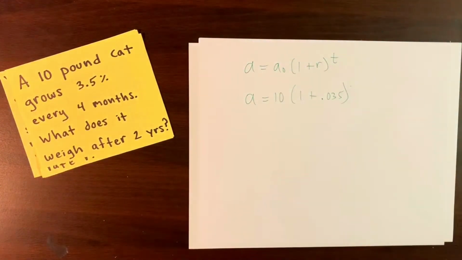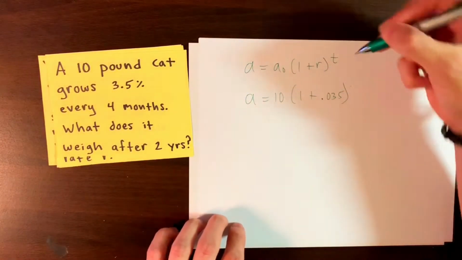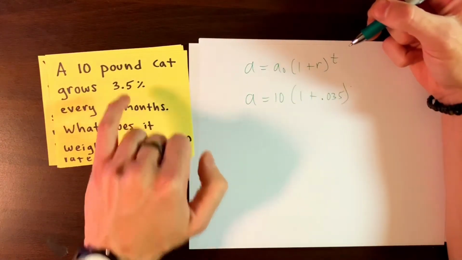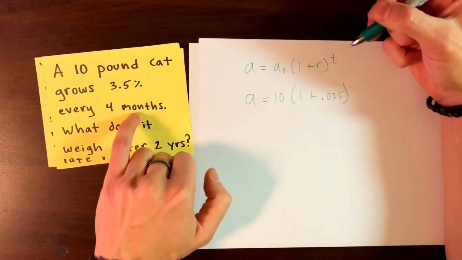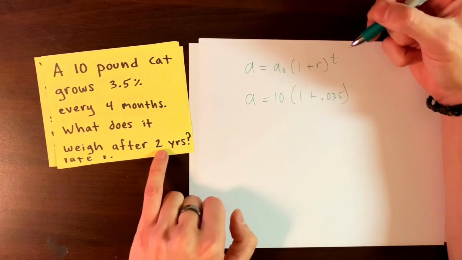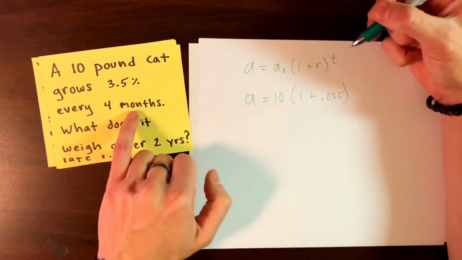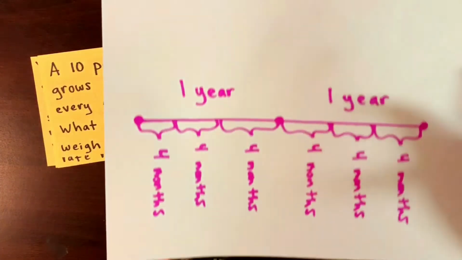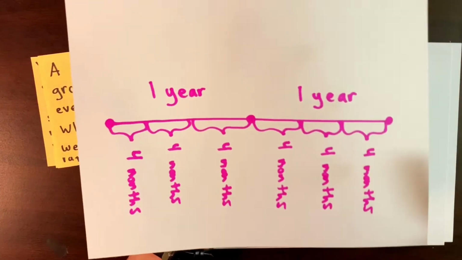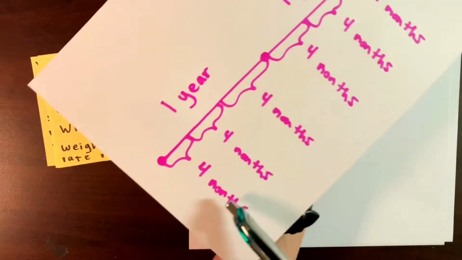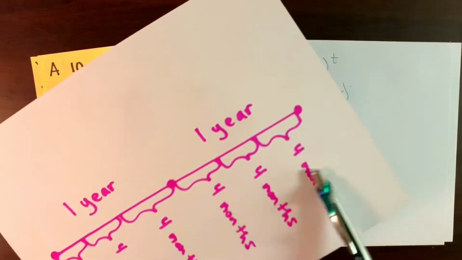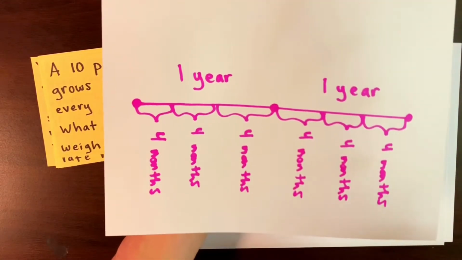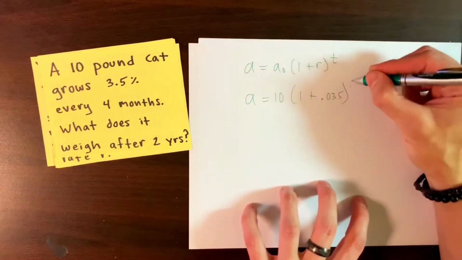Now, the time, the exponent. Recall that t has to match r. R here is measured in terms of 4-month blocks of time. I know we're talking about 2 years, but how many 4-month blocks of time fit into 2 years? I drew a little example here. I have 2 years, but each year can be broken up into 3 4-month blocks. So how many clusters of 4 months can we fit into this? 6. That's why this should be 6.